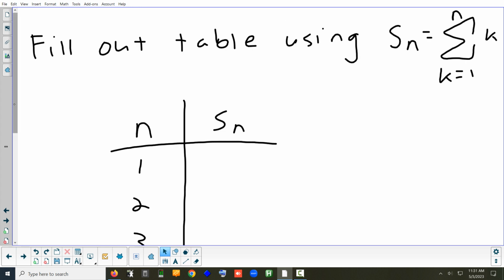Right, let's look at this. What I want to do is see if we can figure out a pattern for adding up the sum of the first n integers. That means 1 plus 2 plus 3 plus 4, as high as you want to go.